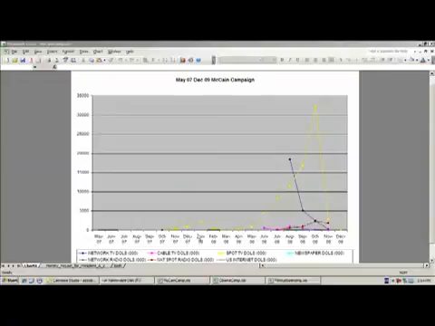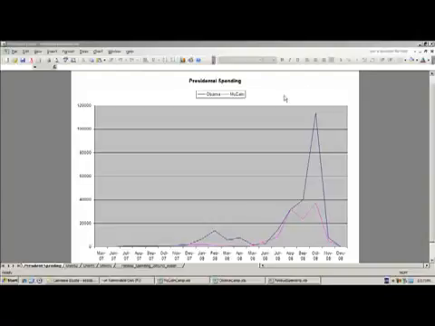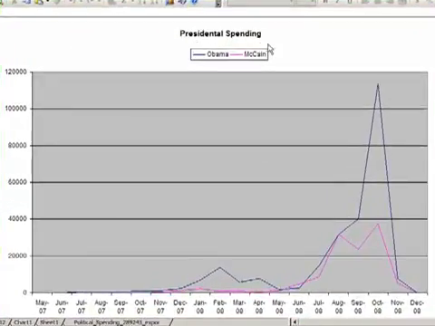Let's now look at McCain. We could see it's a similar story with the primaries and expending most of his money in the fall. However, we do see that he did spend more money on the network televisions. We know that the patterns of spending are the same between the two campaigns, but by comparing them side by side, we can see how Obama outspent McCain in the end.